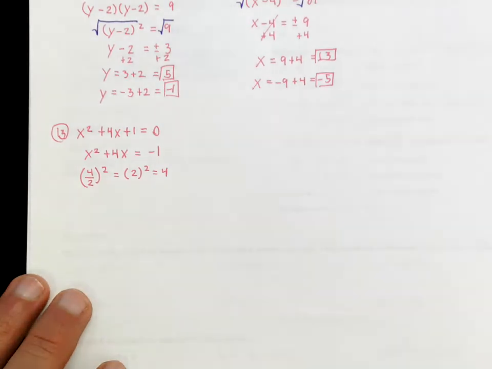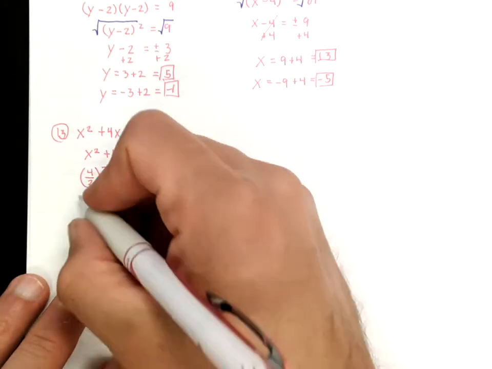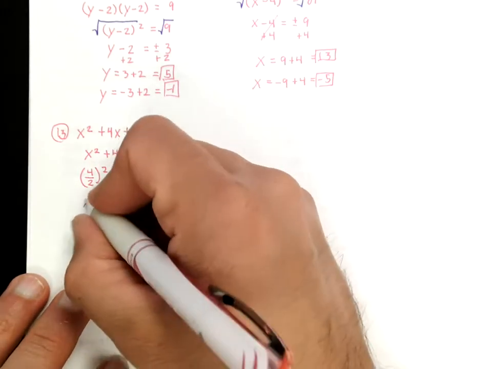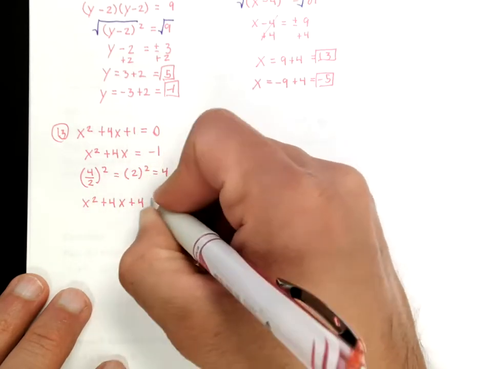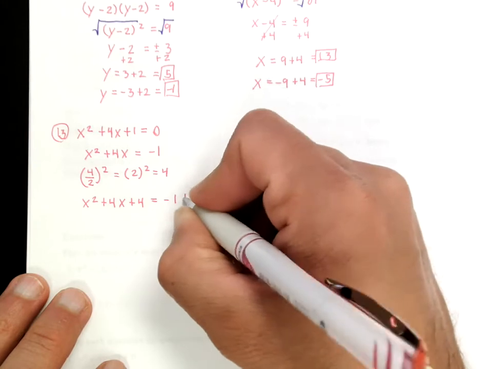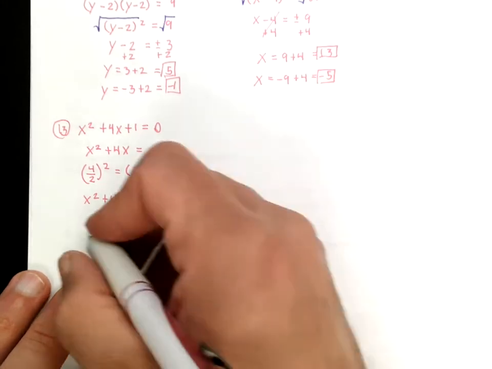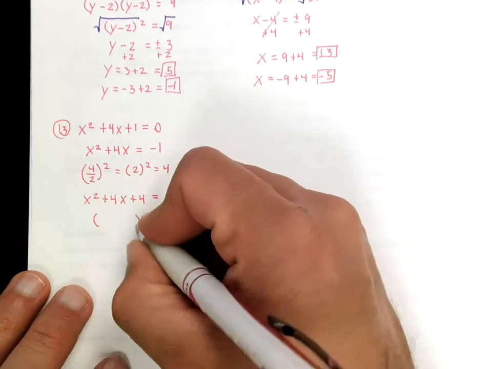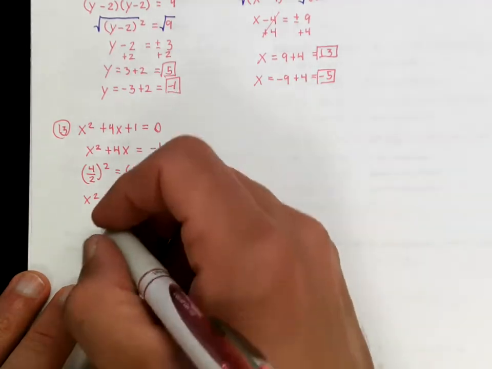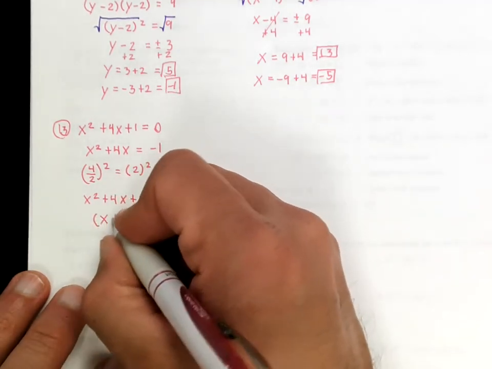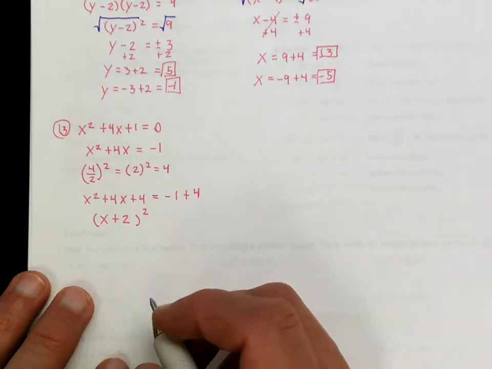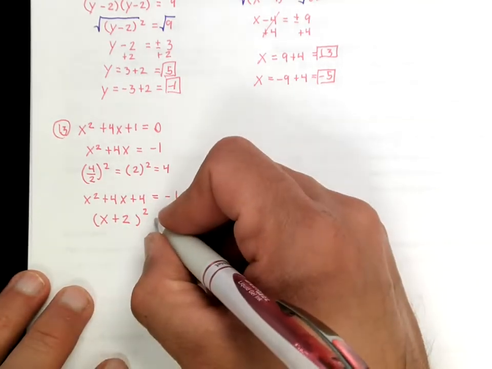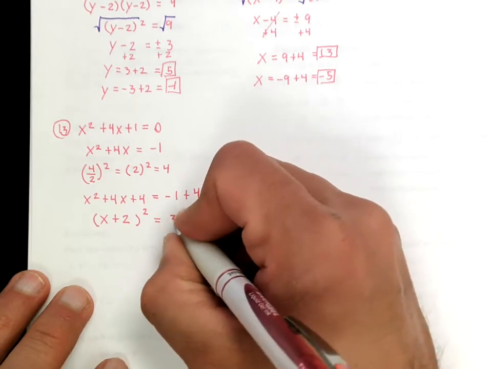Okay, so that's going to be a 4. So in this case, remember I'm going to rewrite this, and I'm going to add a 4 to the left, and if I do it to the left, I have to add a 4 to the right. To write this as a perfect square, remember, you would have x plus 2, basically that same number that you got here. And this one right here would be a 3.